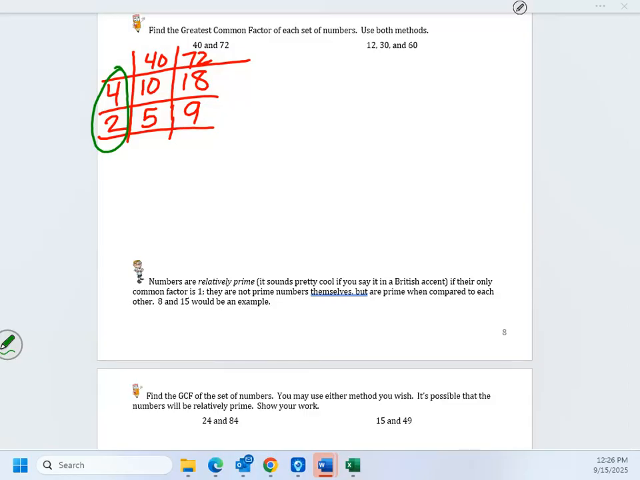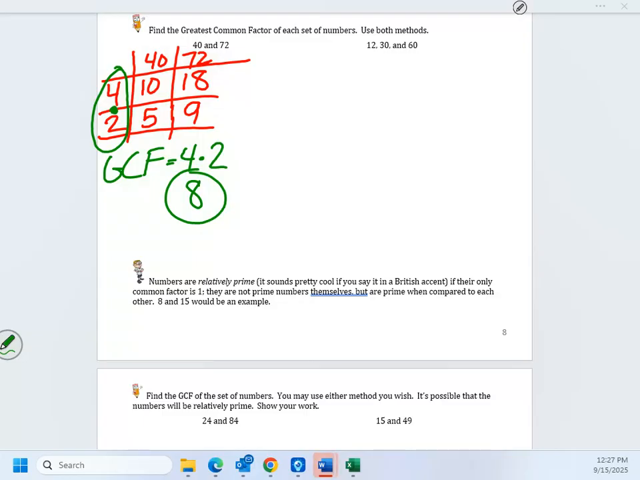What do you think I'm going to need to do with those two numbers? Henry? Add them. Not add them. Multiply. Whatever numbers you all divide out, we multiply them. So my GCF would be 4 times 2, which is 8. Does that make sense?